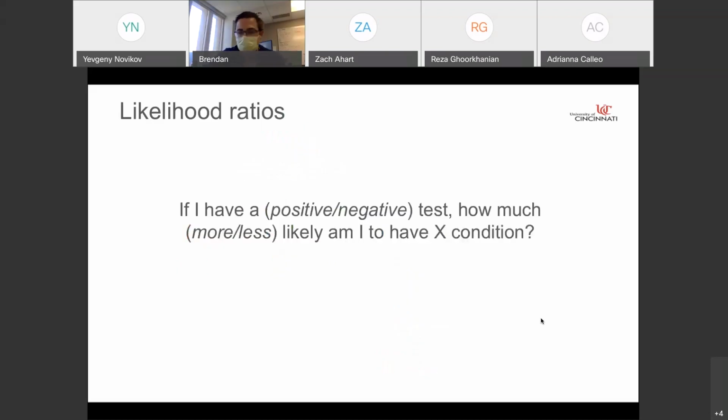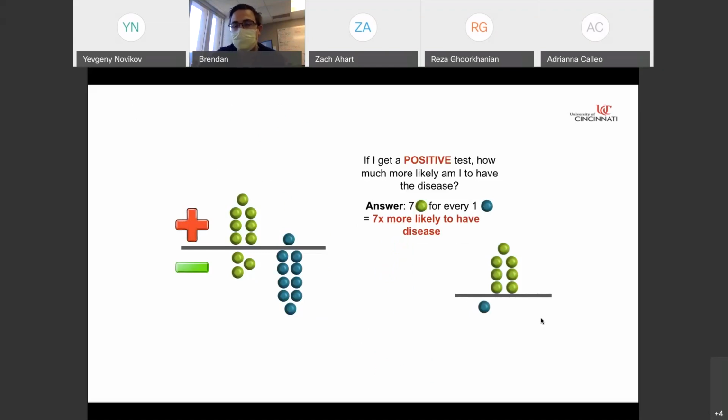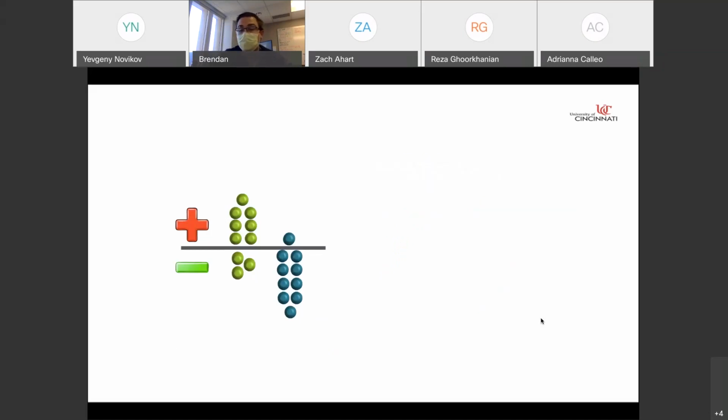And so if I have a positive or negative test, how much more or less likely am I to have X condition? So if we get a positive test, our little yellow dot, our patient is on the positive side, how much more likely are they to have the disease? If you do a ratio of people with the disease to people without, you can see that it's actually pretty simple math, that you get about 7 to 1 or 7 times more likely to have the disease. And you can see that if you actually did the math on the likelihood ratio, you get actually a value of 7. Similarly, if you have a negative test, how much less likely are you to have the disease?